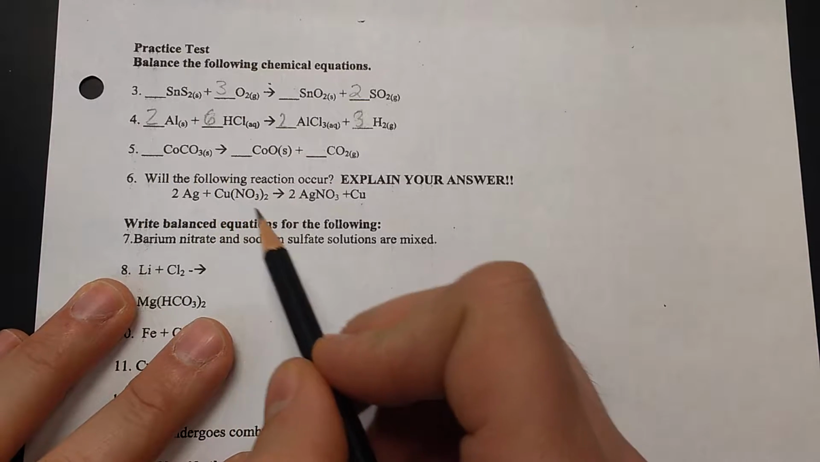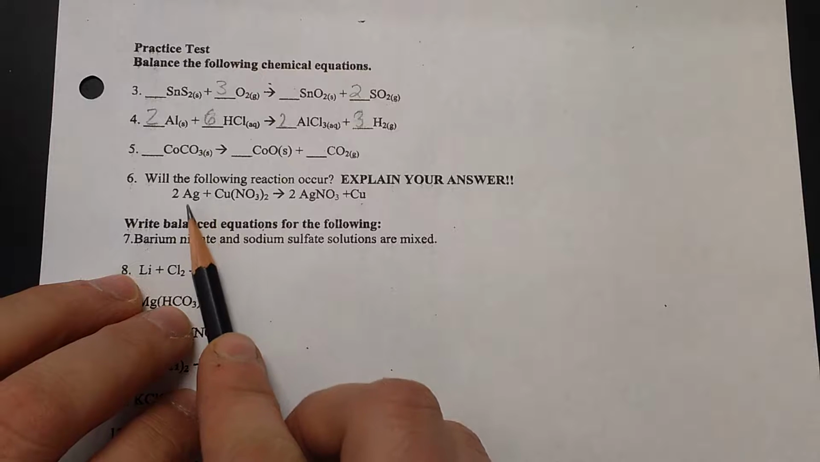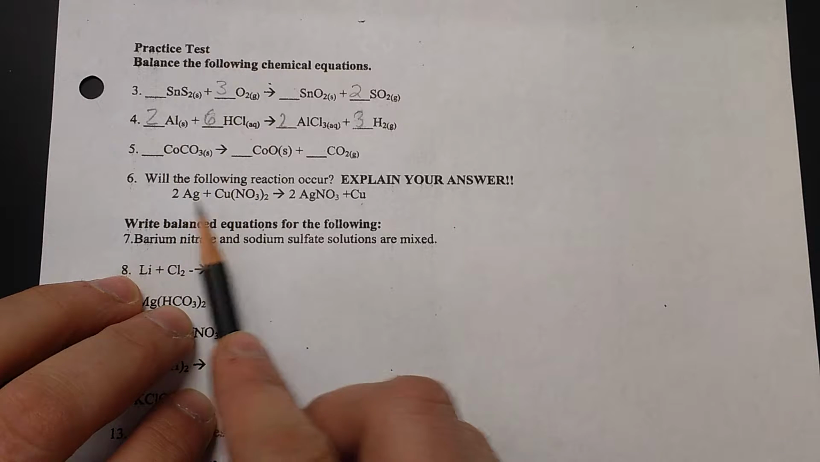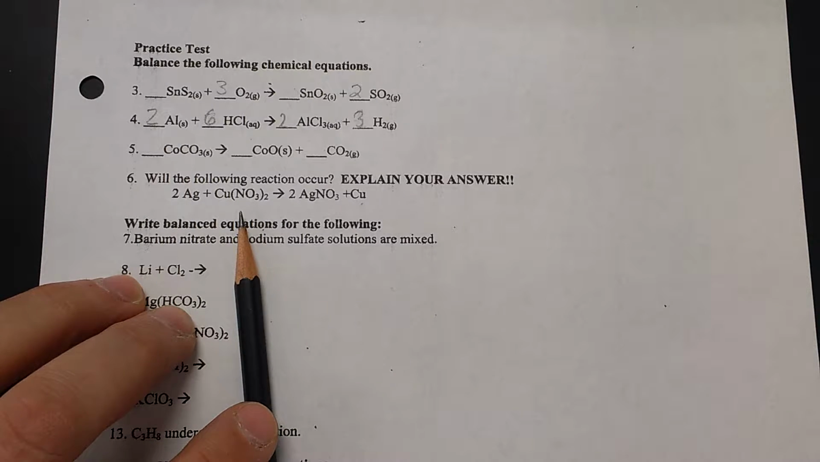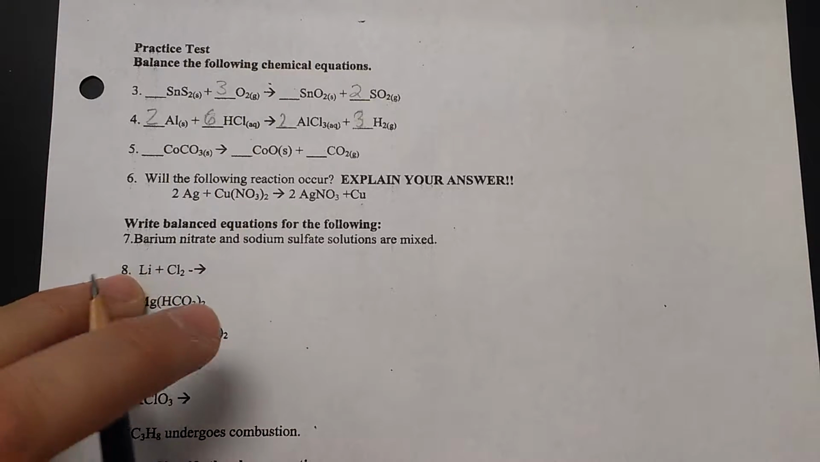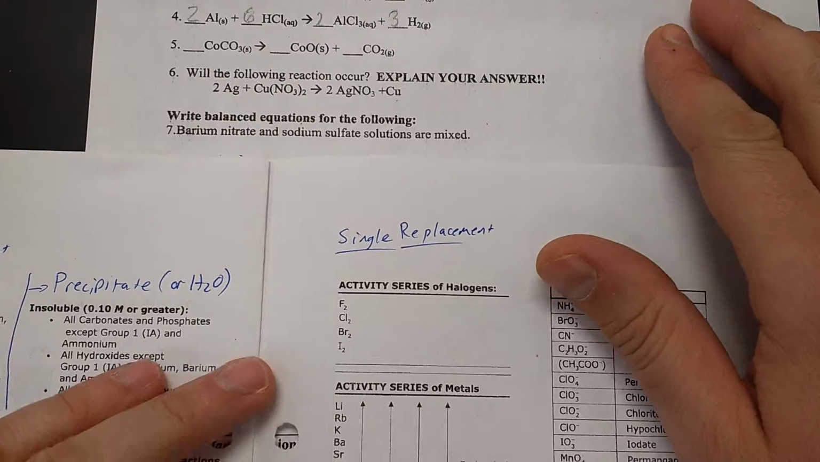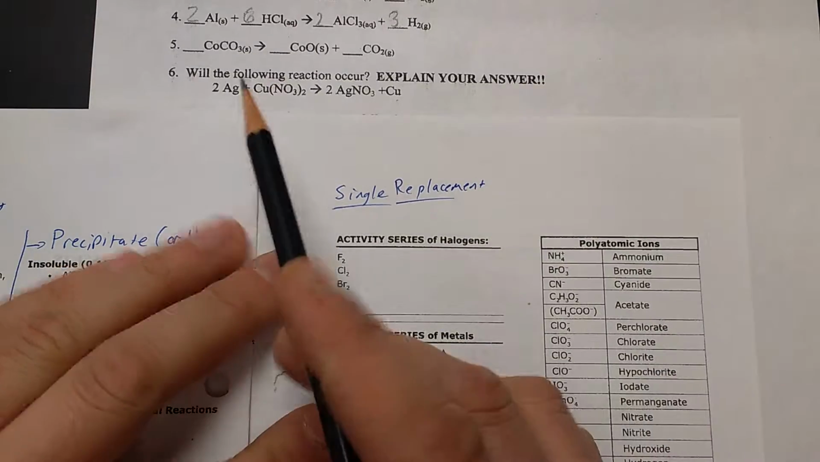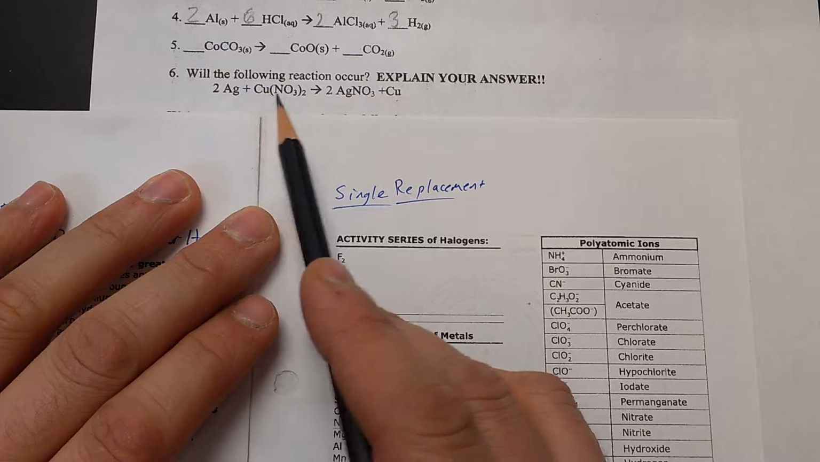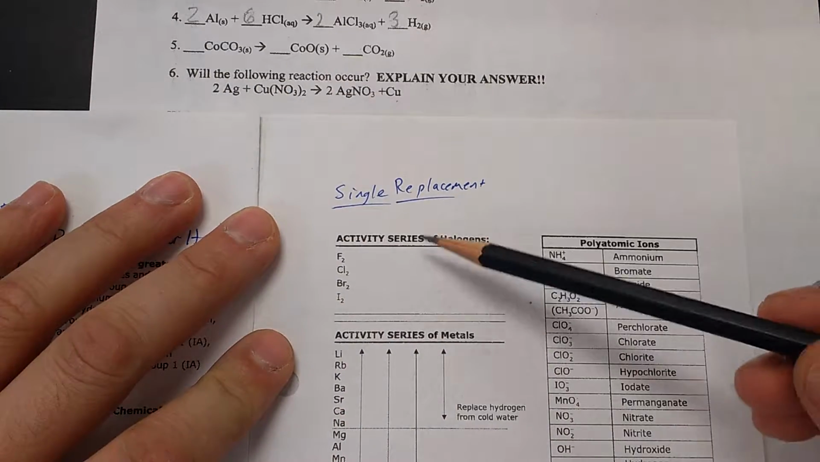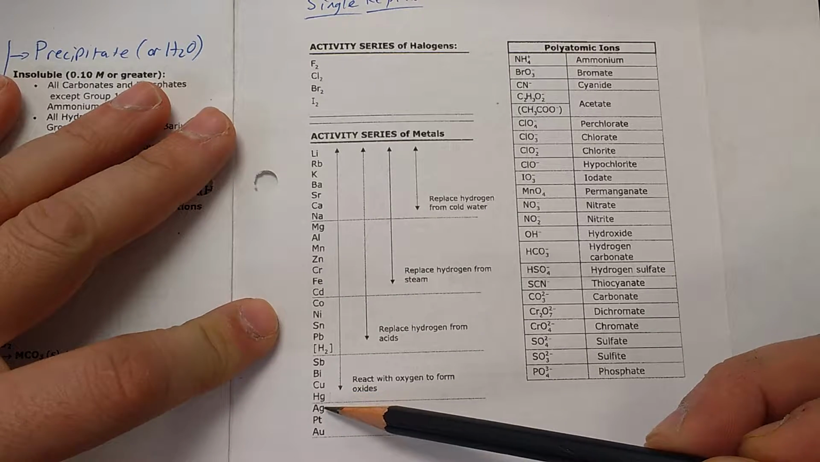This next problem says, will the following reaction occur? Explain your answer. This reaction, where we have one reactant by itself, an element by itself, and we have a compound, that is a single replacement reaction. To know if a single replacement reaction occurs, we need to reference the activity series on our reference tables. So we're looking to see if the element by itself is higher on the activity series than the element in the compound. So if we look in the activity series, I see silver is way down here near the bottom.